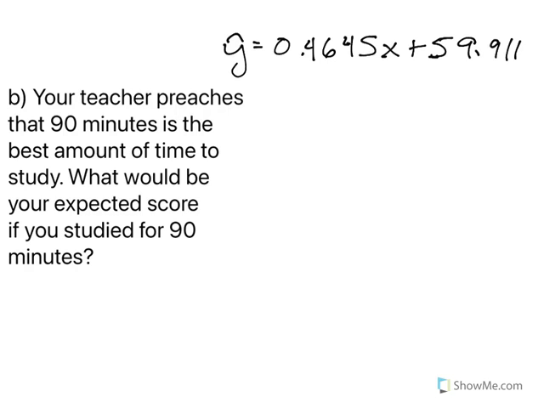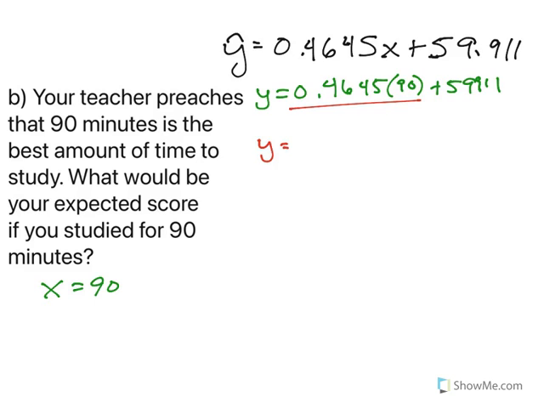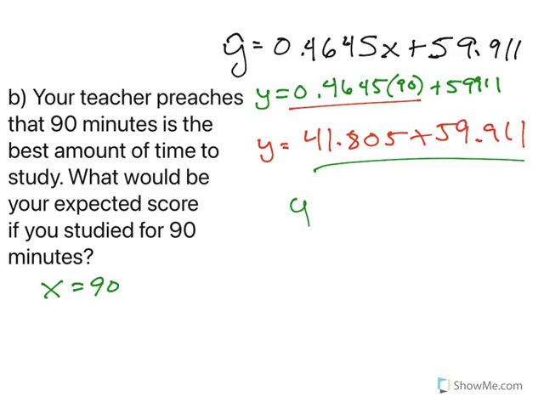Your teacher preaches that 90 minutes is the best amount of time to study. What would be your expected score if you studied for 90 minutes? Okay, so again, the X value represents number of minutes. So we're saying in this case, X is 90. So if I would study for 90 minutes, let's plug that in for X and solve. Again, I multiply first. So I end up with 41.805 plus my 59.911. And then I add these together.